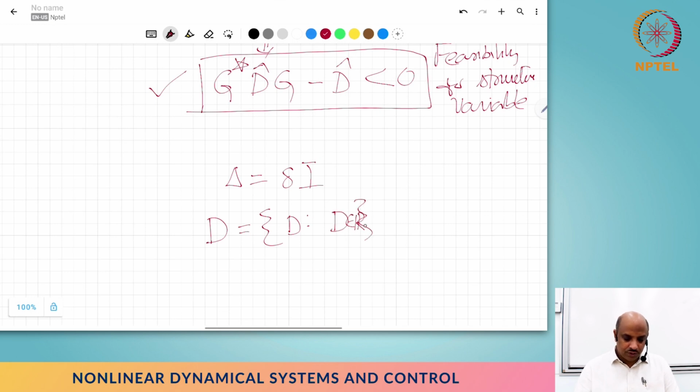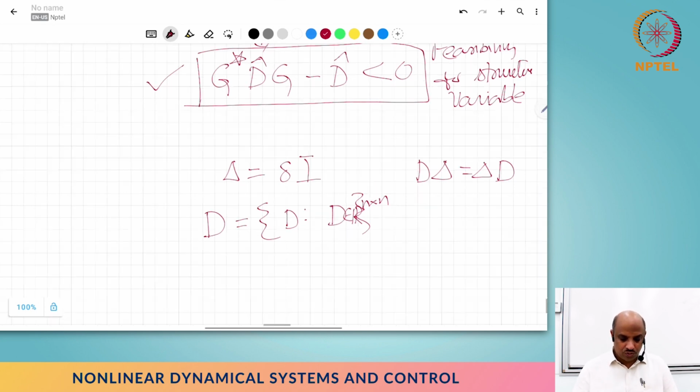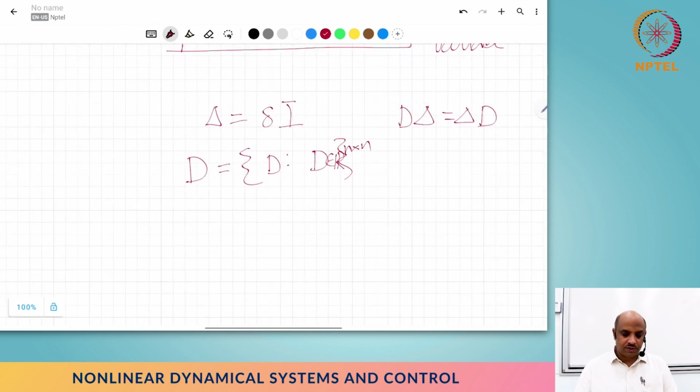N by n, and you can clearly see D delta is equal to delta D. So at least this has a very specific structure of diagonal delta, so that can be enforced through the small gain theorem where D and delta commute. But actually we also can do some magical trick like this.